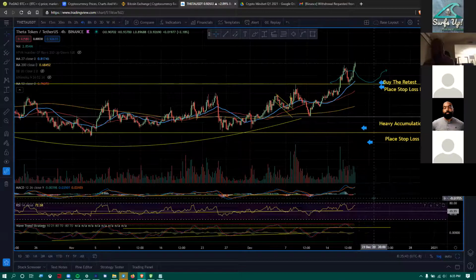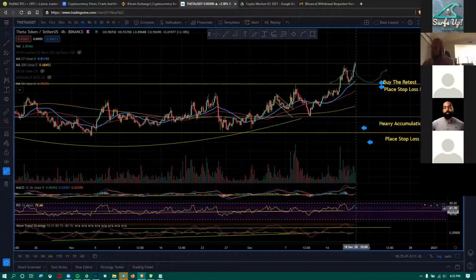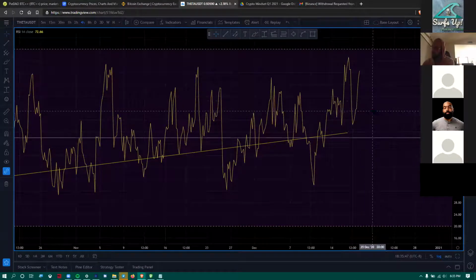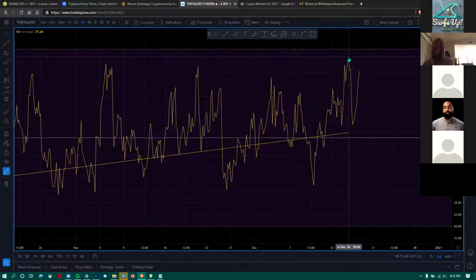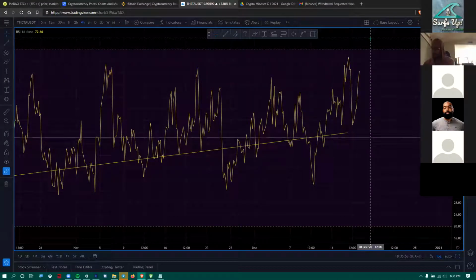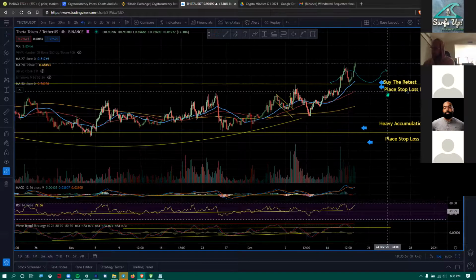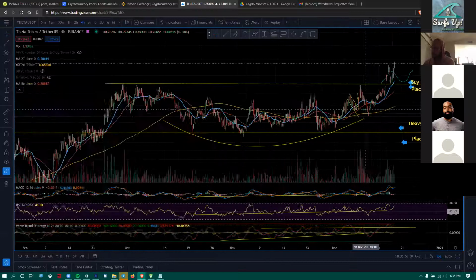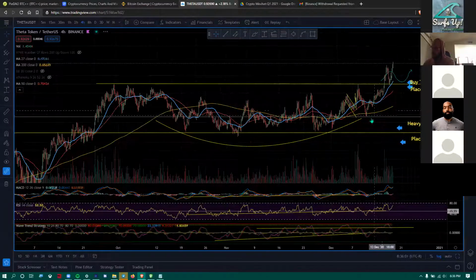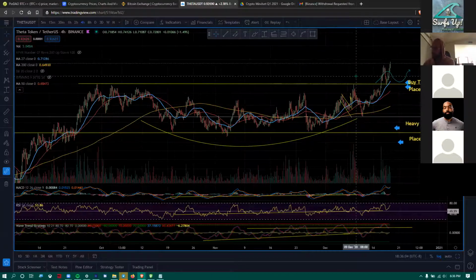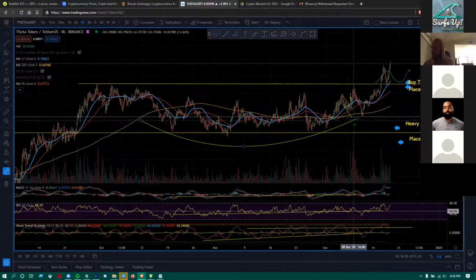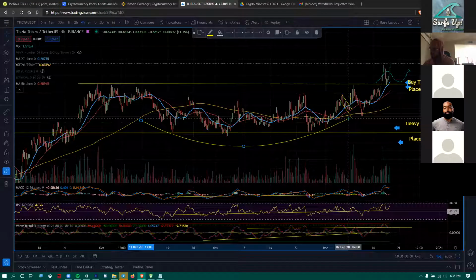But what I really like about this is that the RSI never went into overbought. Like it went high, but it never went into overbought. So that means this still has some room to run. So that right there is a cup, kind of a cup and handle is what they would consider this.